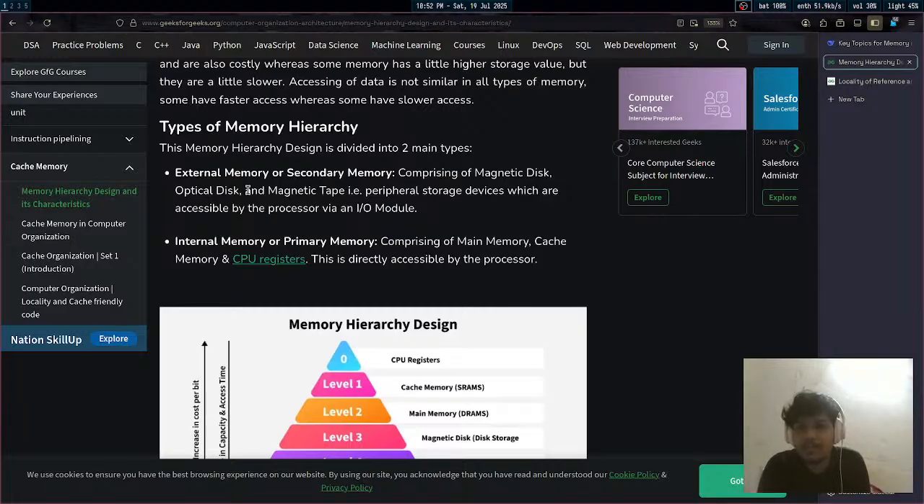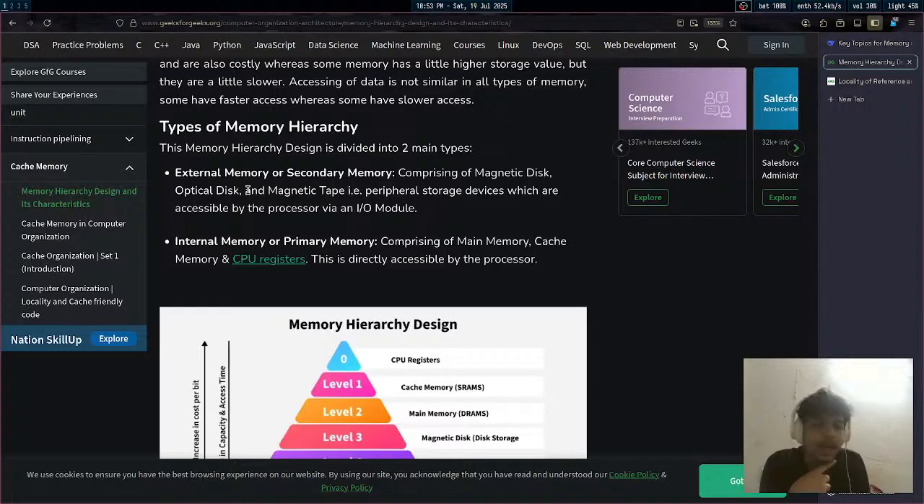Types of memory hierarchy. This memory hierarchy design is divided into two main types, comprising of magnetic disk, external memory or secondary memory, comprising of magnetic disk, optical disk, and magnetic tape. That is peripheral storage devices which are accessible by processor via an input-output module. Okay, yeah. I think input-output module means UART, SPI, I2C, all those stuff.